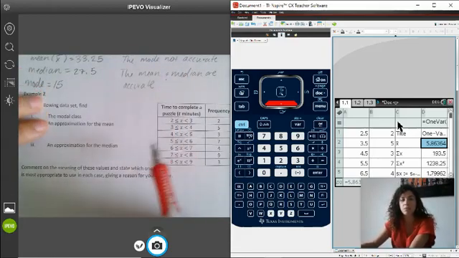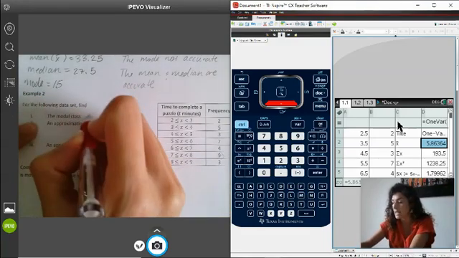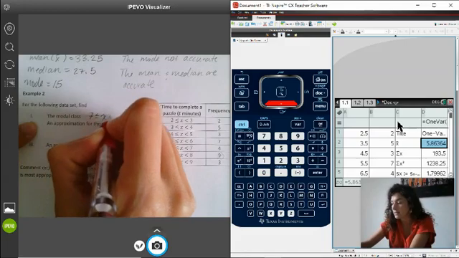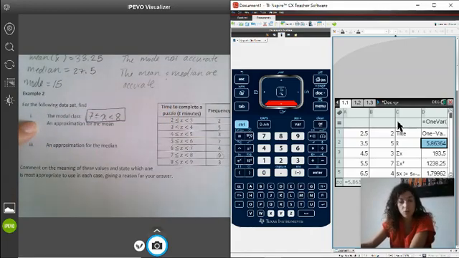So the modal class, again, the mode is not given to us in the calculator, but we can go find it. We want to see what has the highest frequency, and the highest frequency is here, 9. It's in the class between 7 and 8. So the modal class is between 7 and 8, which means that most of our data lies in that range.